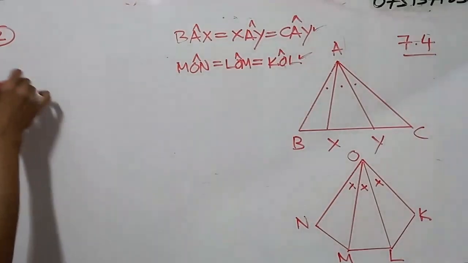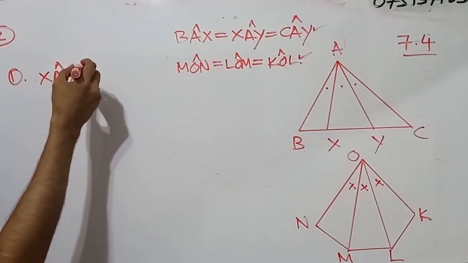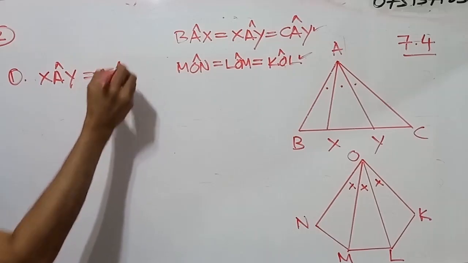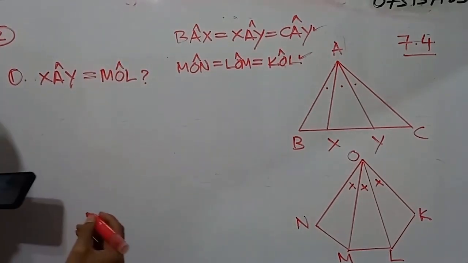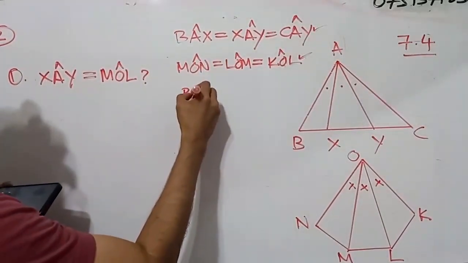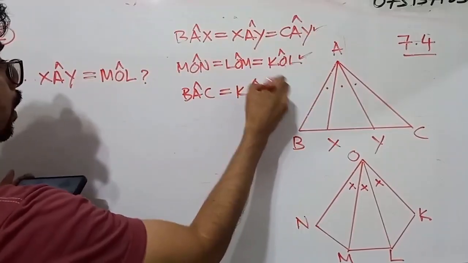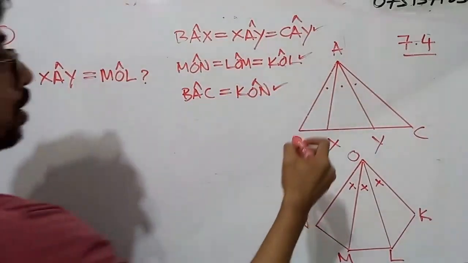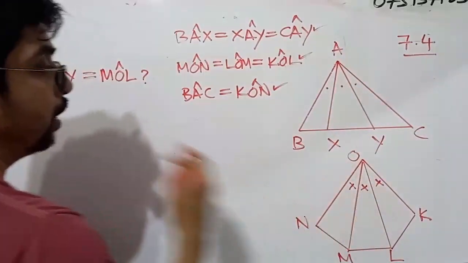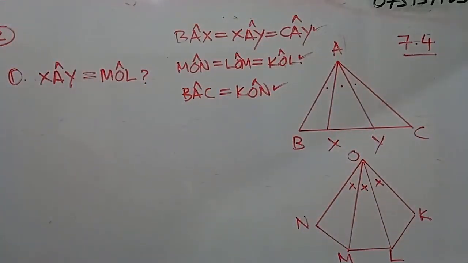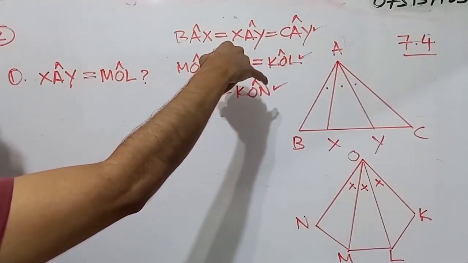So the first one is what? We need to show XAY is equal to MOL. So there's another point that I have forgotten to mention. So that is BAC angle. BAC angle is equal to KON. So that means this whole angle is equal to KON. Right. So these three data have been given to us.